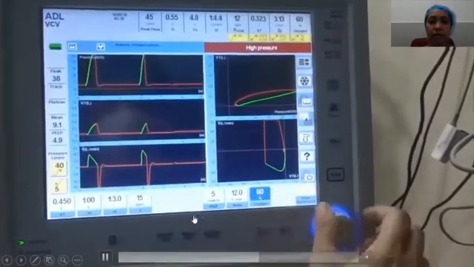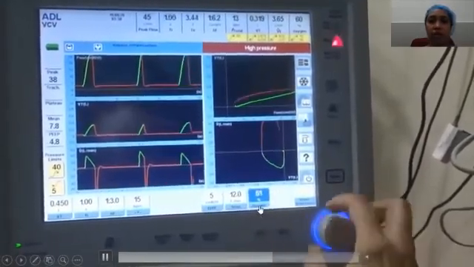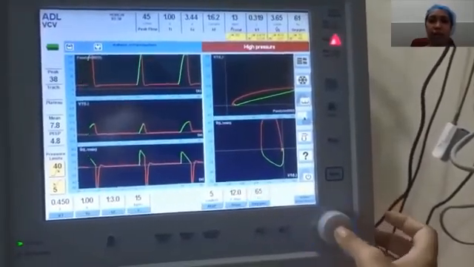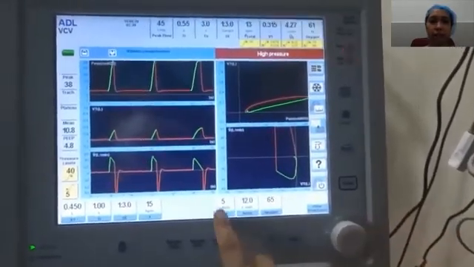The frequency here is set. Oxygenation needs to be set. Usually we begin again with 100% and titrate down as per the requirement of the patient.